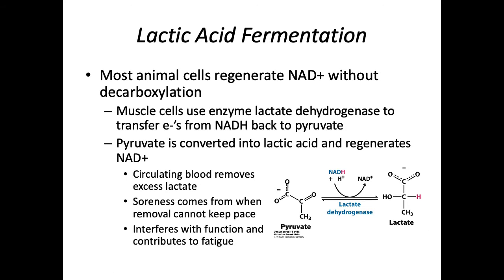The other type is lactic acid fermentation. Most animals regenerate NAD+ without that decarboxylation, without cleaving off that carbon. So in muscle cells inside of us, we use an enzyme called lactic dehydrogenase to transfer those electrons from NADH back to pyruvate, and then that pyruvate is converted into lactic acid and then regenerates that molecule for glycolysis to continue. So circulating blood removes excess lactate. Soreness comes from when the removal cannot keep pace, and then that soreness can interfere with function and contribute to fatigue.